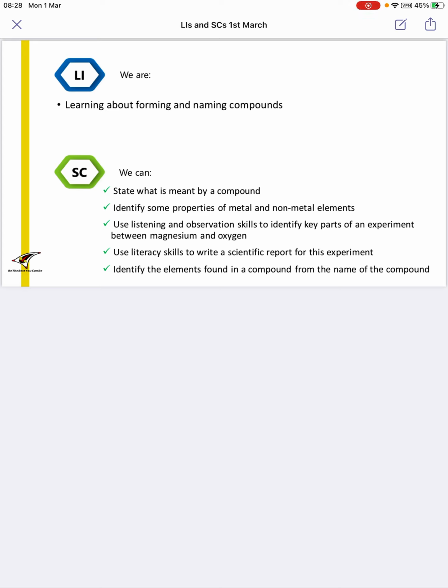Identify some properties of metals and non-metals. Again, we looked at that last week, but we're going to use it again. We're going to be using our listening and observation skills to identify key parts of an experiment between two elements, magnesium and oxygen. We're going to be using our literacy skills to write a scientific report for this experiment. Now, don't be put off by that. There'll be lots of help for how you go about doing this. And then we're going to identify elements found in a compound from the name of the compound.